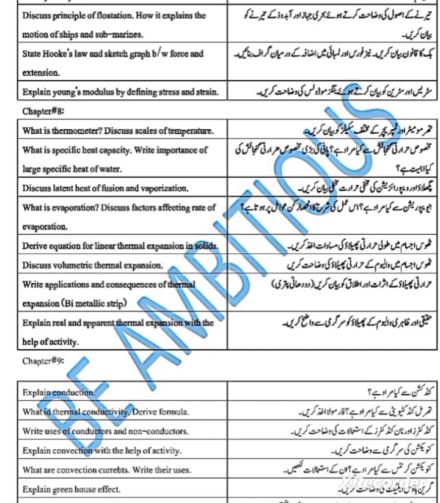Discuss volumetric thermal expansion, write the application and the consequences of the thermal expansion, explain real and the apparent thermal expansion with the help of activity. From chapter number 9, important topics are explain conduction, what is thermal conductivity, derive its formula, write the uses of conductor and non-conductor, explain convection with the help of activity, what are convection currents, write the uses, explain greenhouse effect, what is radiation, write the consequences and application.